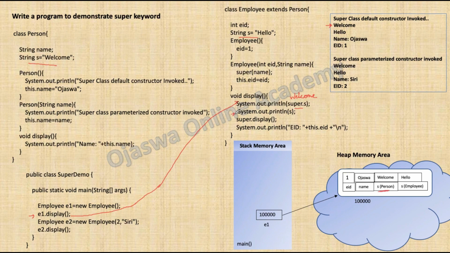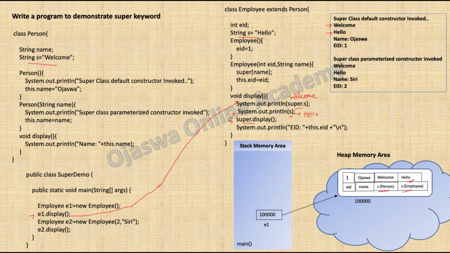Now the next statement is System.out.println s. This s will retrieve the value stored in Employee class instance variable s, that is hello. So this hello is printed to the console. Next statement super.display. Here I am invoking the display method of the superclass and you need to mention explicitly super.display to invoke the display method of the superclass, because we also have a display method in the Employee class.